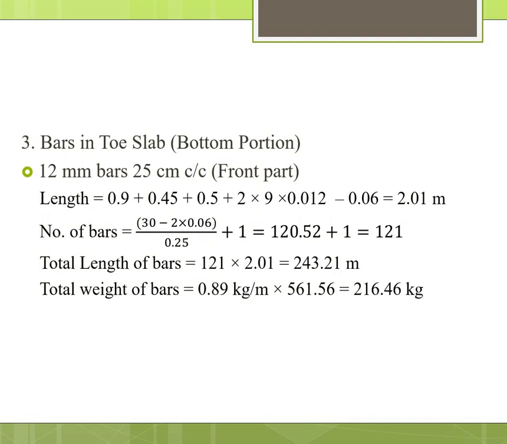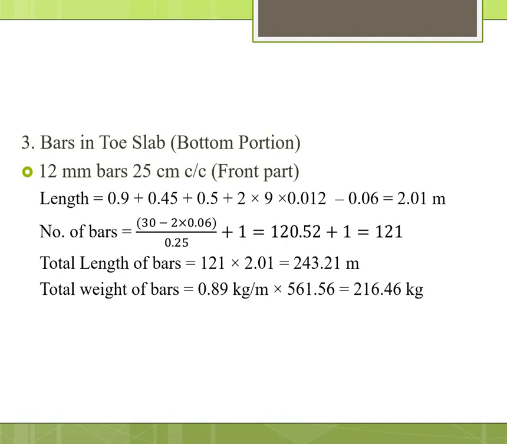Next we will go on to the bars in the toe slab of the base slab. So 12 mm bars, 25 cm center to center in the front portion. As I have already told you, in the front portion additional bars will be given because it's a cantilever type of beam.